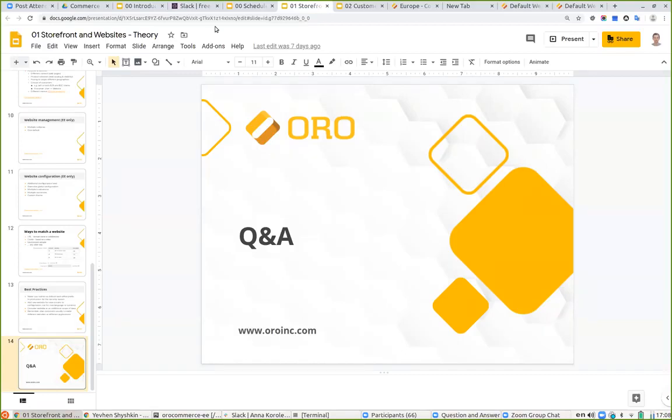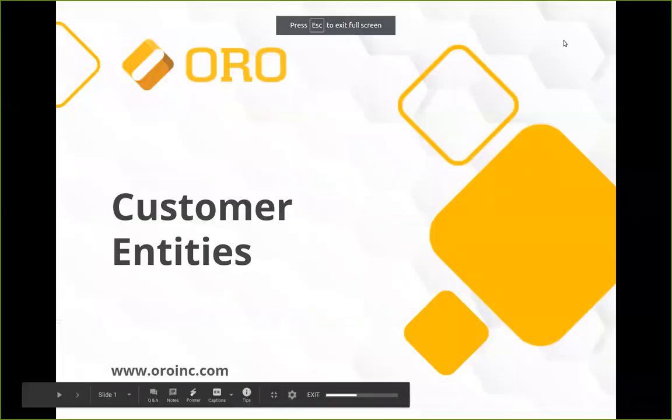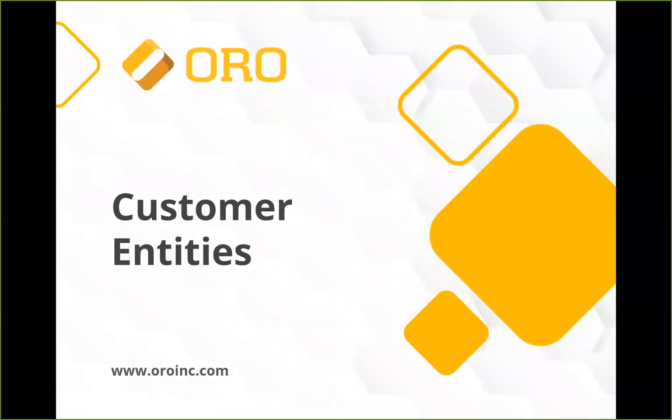The next topic is called customer entities. In the scope of this topic, we're going to see what kind of customer information we have on the Oro side, how the customers are organized, what's the difference between customers and customer users, how to handle customer roles, and how it will be visible on the storefront, and which features we have on the management console part and which features we have on the storefront part.